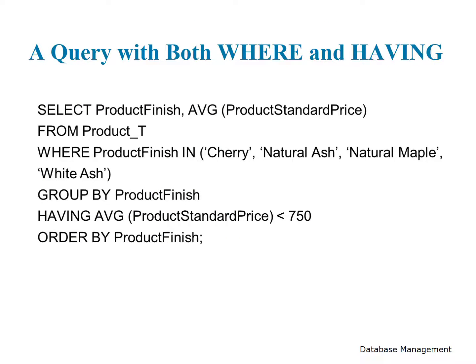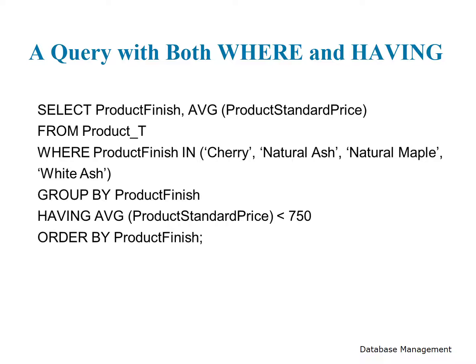A query with both WHERE and HAVING. Select product finish, average product standard price from Product_T, where product finish in cherry, natural ash, natural maple, white ash, group by product finish, having average product standard price less than $750, ordered by product finish.